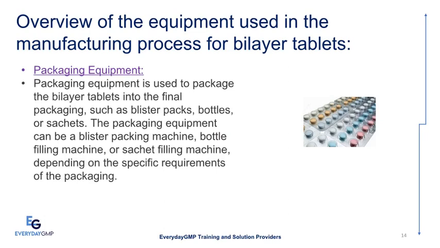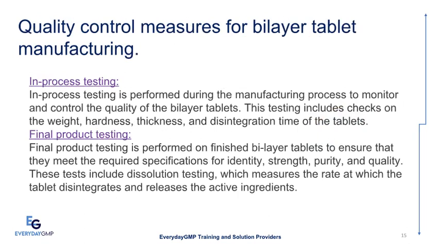Now we will discuss some quality control measures for bilayer tablet manufacturing, like IPC, finished goods testing, regulatory requirements, and some other measures. So, let's start with IPC. In-process testing. In-process testing is performed during the manufacturing process to monitor and control the quality of the bilayer tablets.